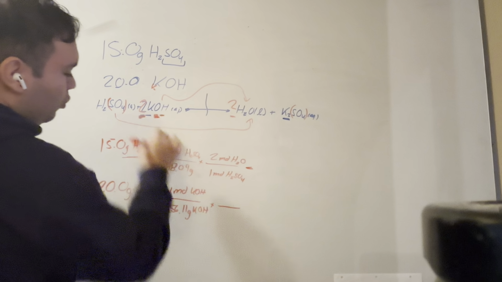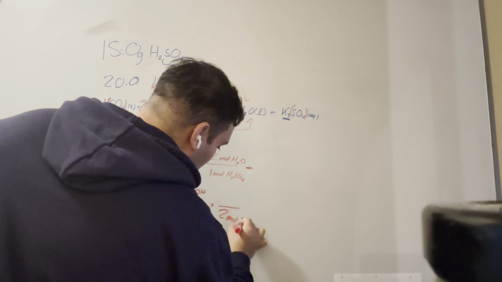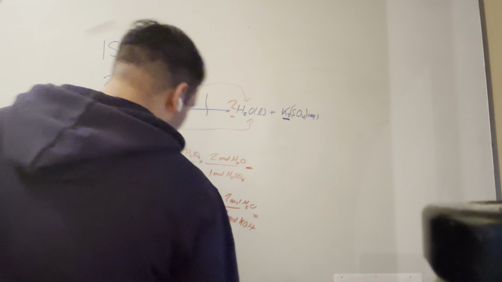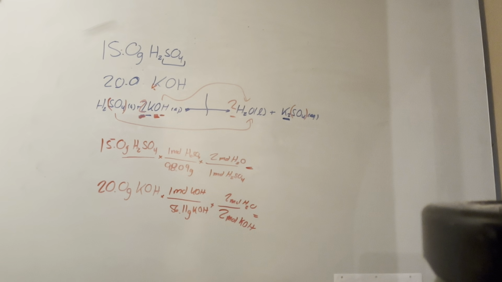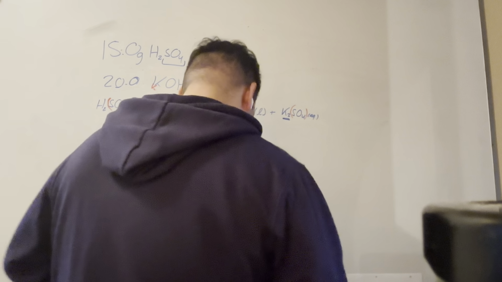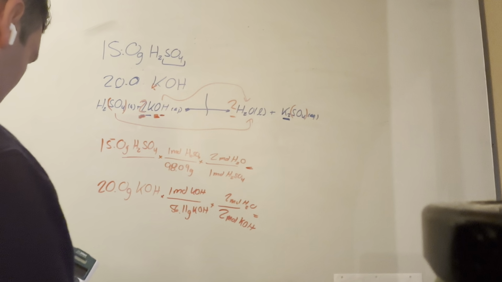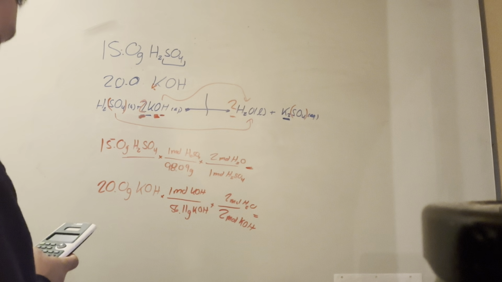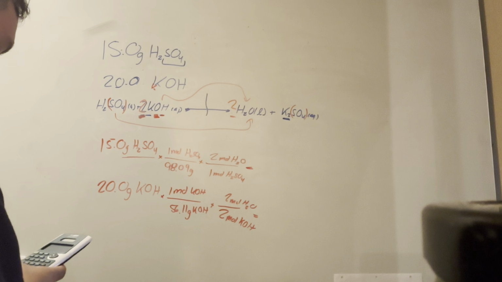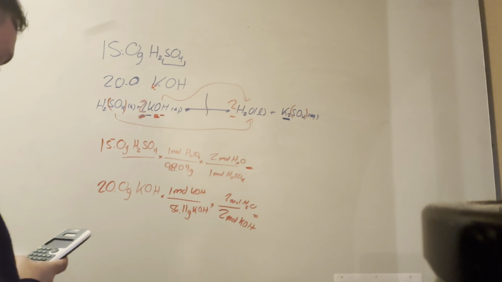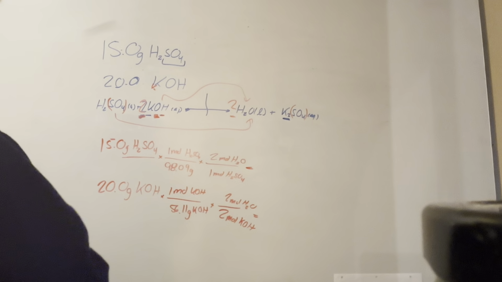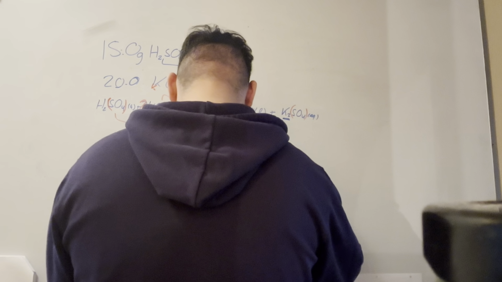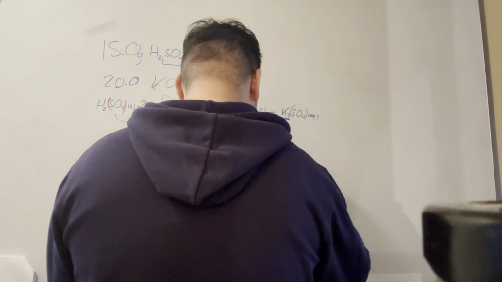Now we look for KOH. There's 2 moles of KOH for every 2 moles of water. So that's different, right? And you're going to get an answer. Let me quickly calculate these because these are not on your practice exam. 0.306 moles of water.